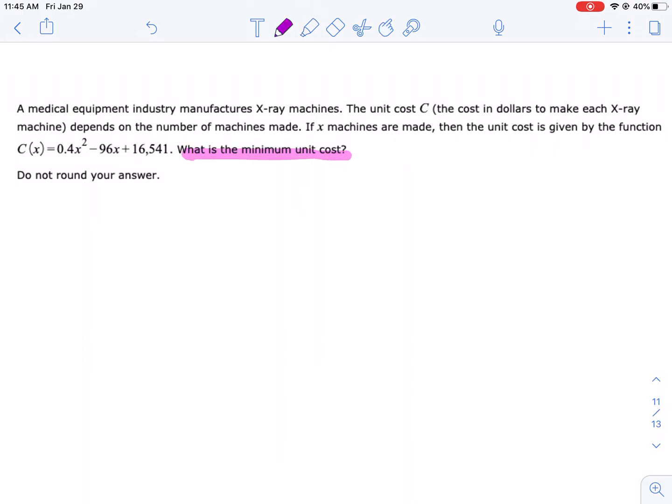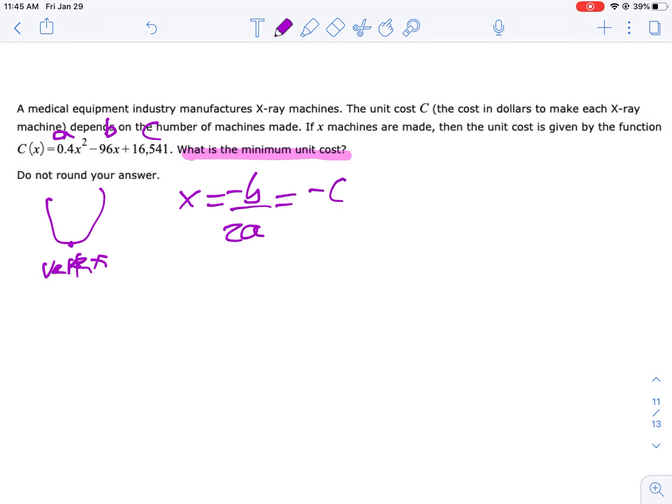Well, if we look at this, this is going to be a parabola, isn't it? It's going to be a happy parabola. So your minimum cost is going to be your vertex. So we need to find the vertex of this problem. So we know x equals negative b over 2a. So a is 0.4, b is negative 96, and c is 16,541. So we're going to say the opposite of negative 96 over 2 times 0.4.